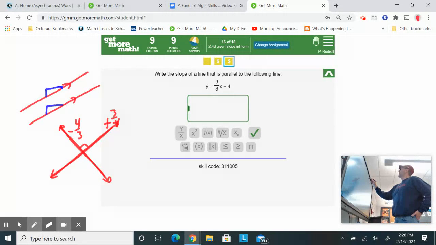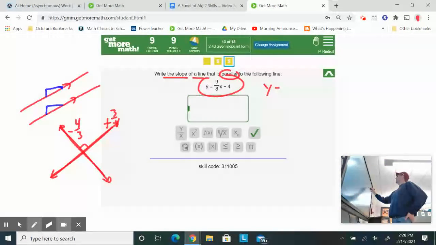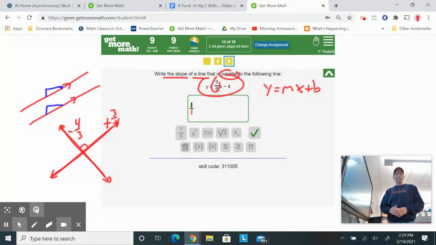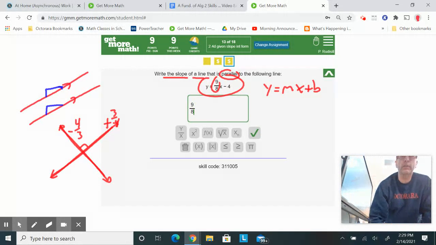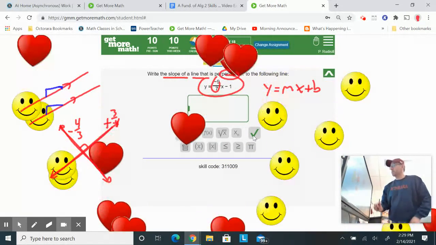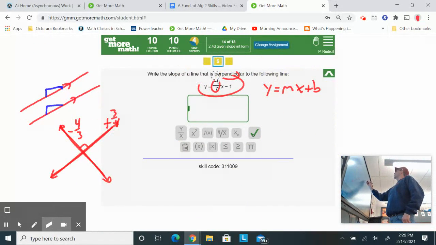So with that said, in these problems, you're supposed to write the slope of a line that's parallel to the one that's given here. This is in slope-intercept form, y equals mx plus b. And we know the m is the slope, which is 9/8, and it has to be parallel. So I need another line with the exact same slope. The slope has to be 9/8, same as the one given. Okay? Now, I'm going to erase that part of my work.